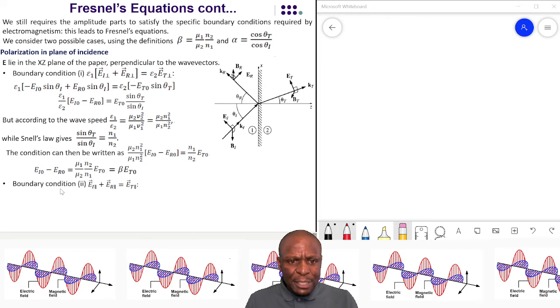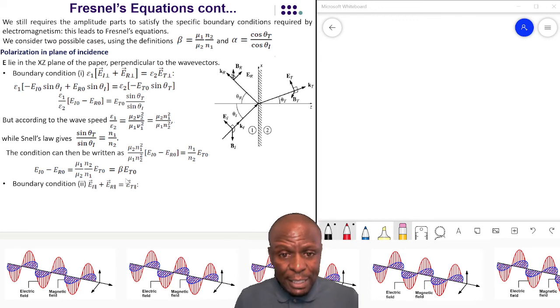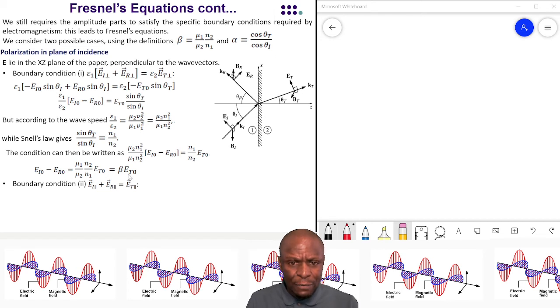Now, this is one equation that I'm going to have in terms of the transmitted and the incident, not the Fresnel. The Fresnel is when I'm going to be solving this equation simultaneously with the other one, and then I will be deriving the Fresnel's equation.